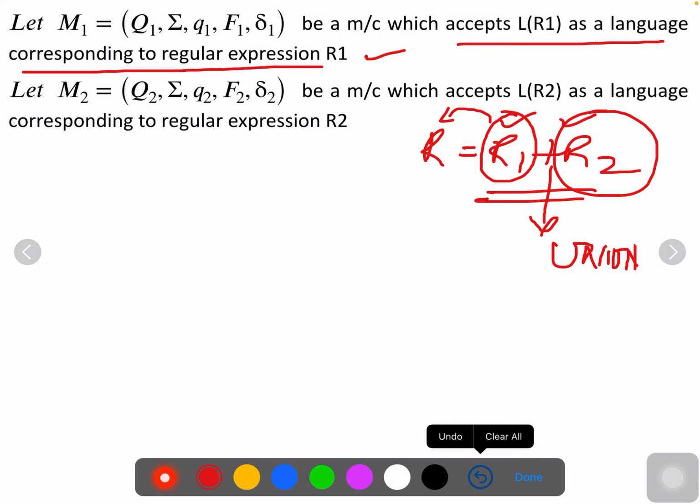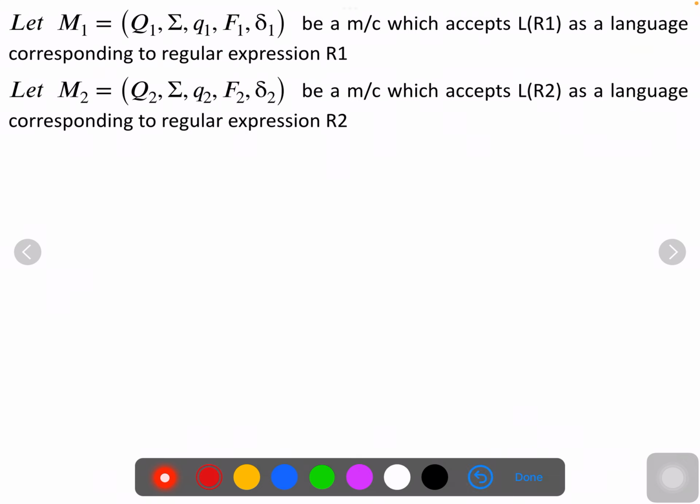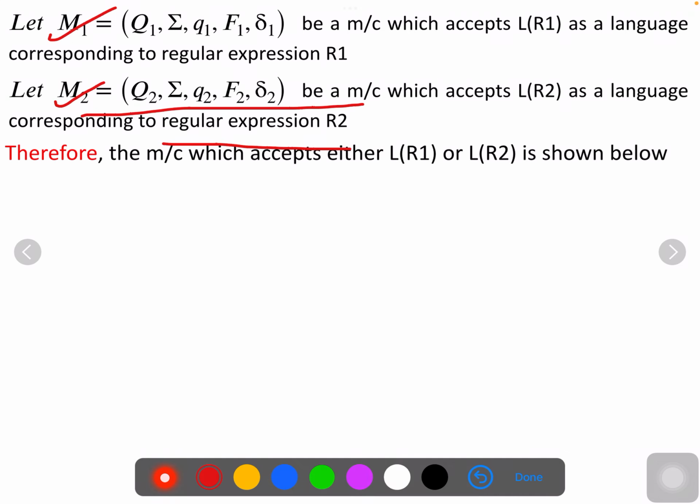So that is the reason I have defined two machines, M1 and M2. M2 similarly accepts L of R2 as the corresponding regular expression R2. Then how do you write this? Therefore, the combined machine, that means M, either accepts L of R1 or L of R2, as shown below.